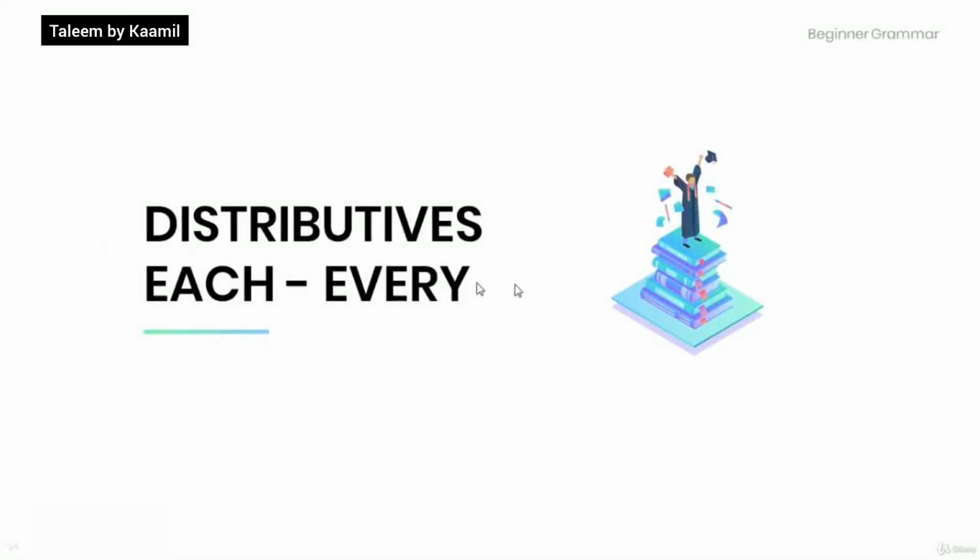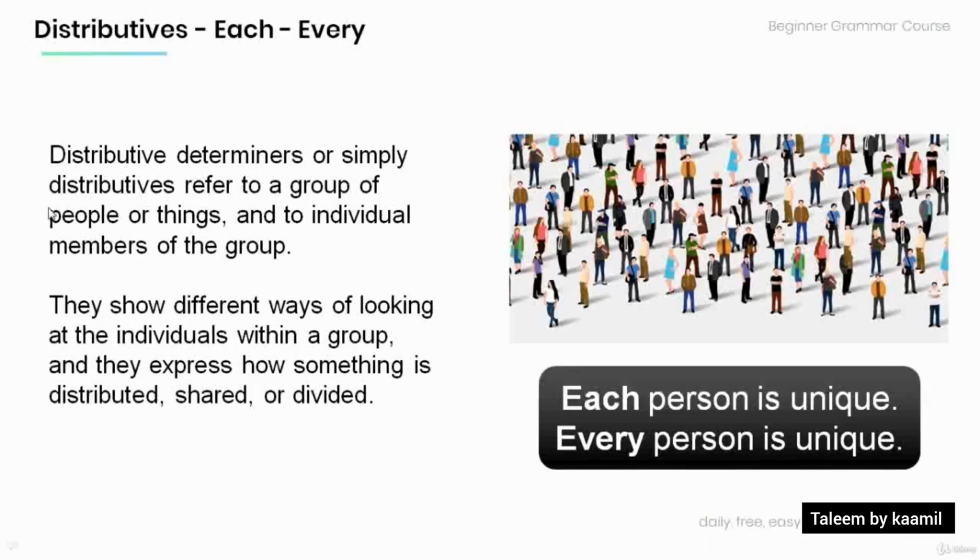Today, we are going to talk about distributives, each and every. Distributive determiners, or simply distributives, refer to a group of people or things and to individual members of the group. Note that they show different ways of looking at the individual within a group, and they express how something is distributed, shared, or divided. Have a look at the example over here. Each person is unique. Every person is unique.